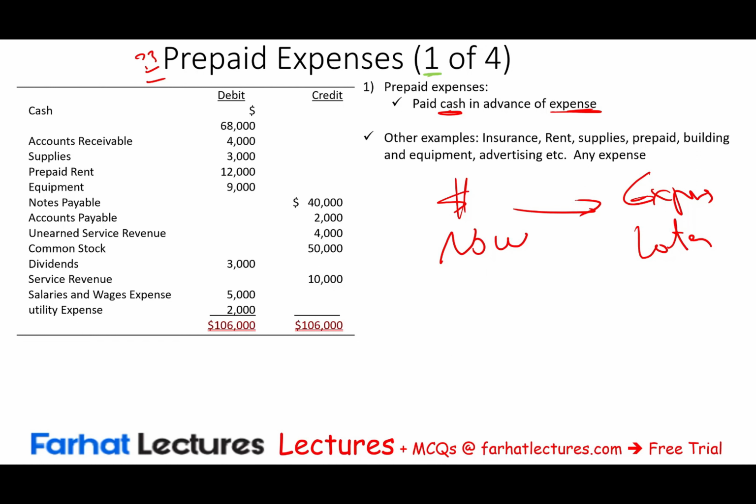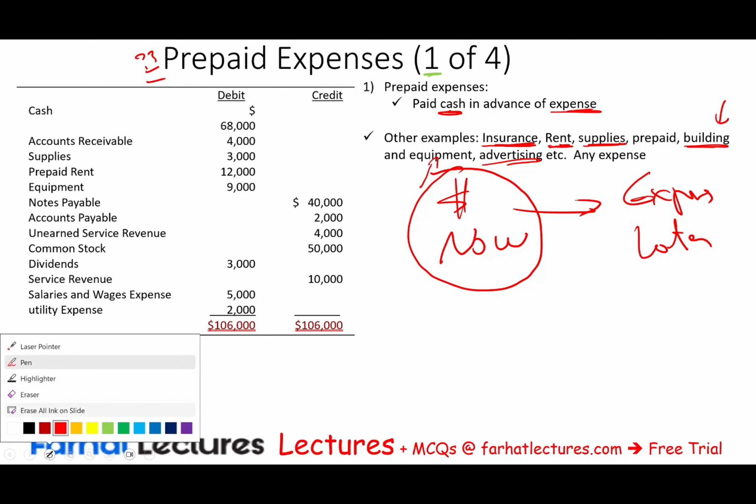Now, what can we expense? Well, we can expense all sorts of things. We could prepay insurance, then expense it later. We can prepay rent and expense it later. Supplies: when you purchase supplies, it is a form of prepaid. It means you pay for the supplies now and you will expense them later. Same thing with building, but you will see it's a different special type of prepaid. Same with equipment. You can prepay advertisement. Simply put, you can prepay any expense you would like to. So first, you pay now and you expense later.